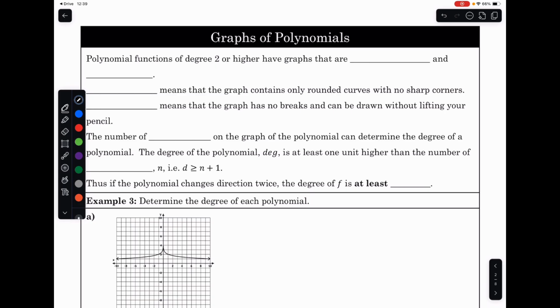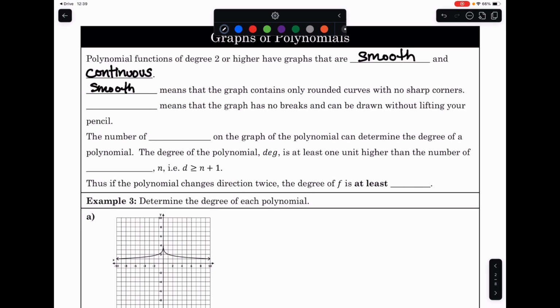Polynomial functions of degree 2 or higher are going to have graphs that are smooth and continuous. Now, what do I mean by smooth? When I use the word smooth, I'm referring to the idea that my graph is not going to have any sharp corners. Anytime I'm changing direction, moving from going up to going down, increasing to decreasing, that turn is going to be rounded and not sharp.